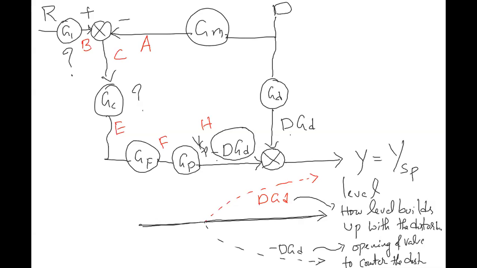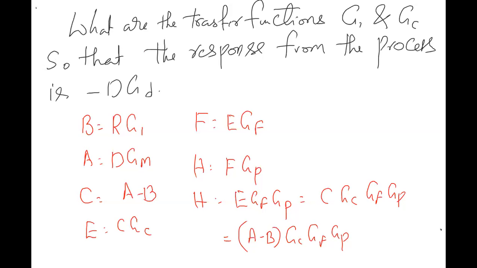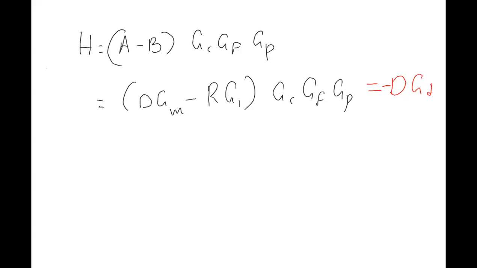Y is equal to YSP or 0. If you take YSP, or let's say in our case, take this as YSP or 0. If you assume that it is steady state, Y is equal to YSP. Here also take it as YSP. So this here is YSP minus DGD.